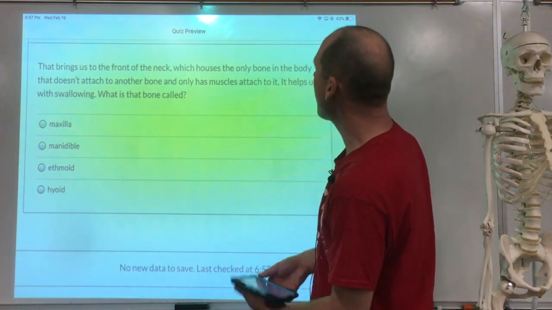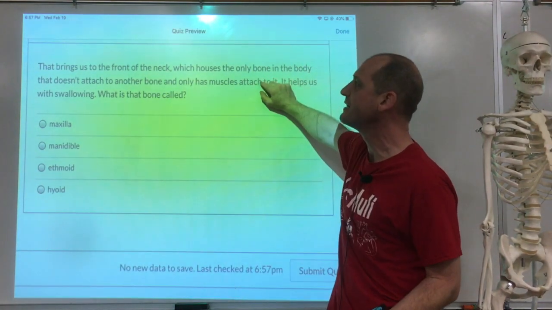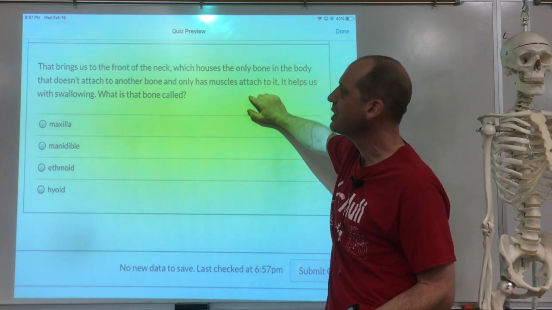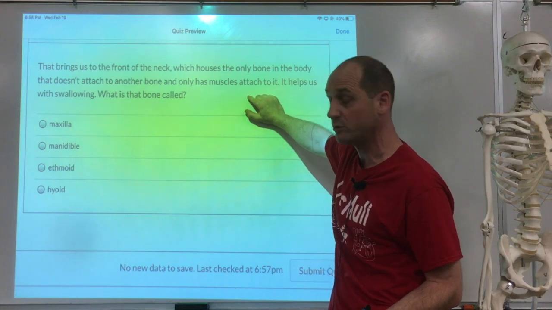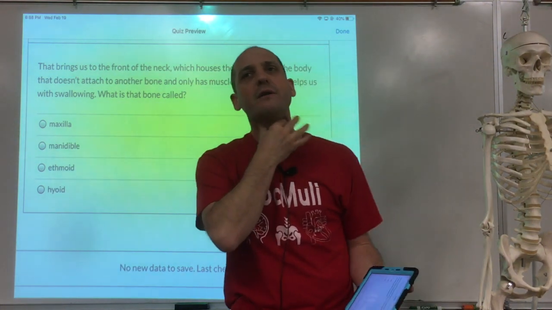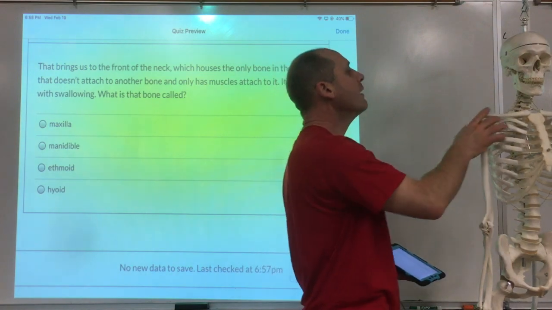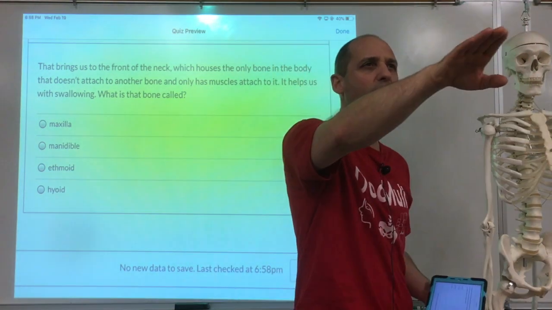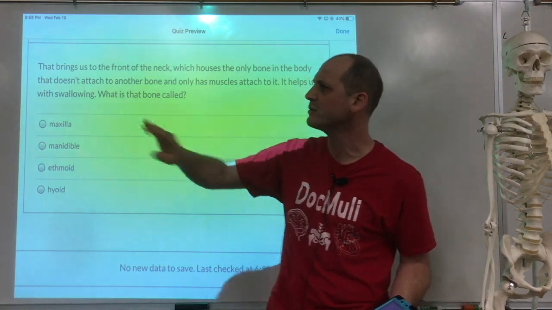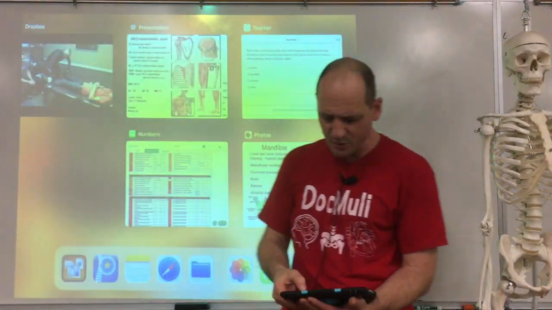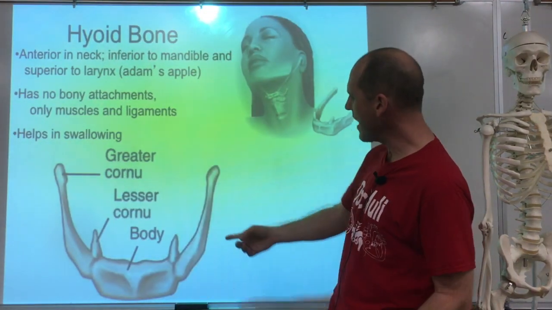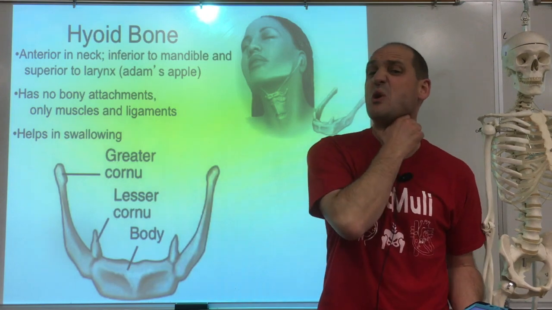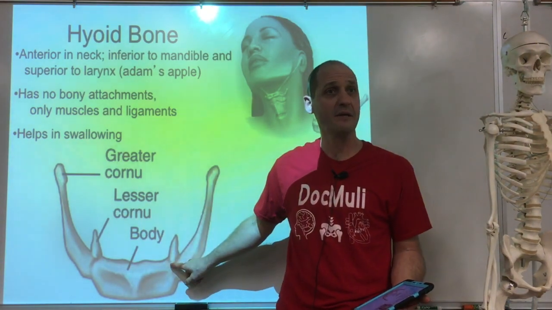This brings me to the front of the neck, which has the only bone in the body that doesn't attach to another bone, only has muscle attached to it. It helps us with swallowing. What is that bone called? The hyoid bone, right down here. It's not on your skull. It's free floating. Some of the skeletons probably have it, but I can't see it in any of them. So all you have from our perspective is, it's right here, and you don't squeeze it too hard. Don't squeeze people too hard here because you don't want to break it.